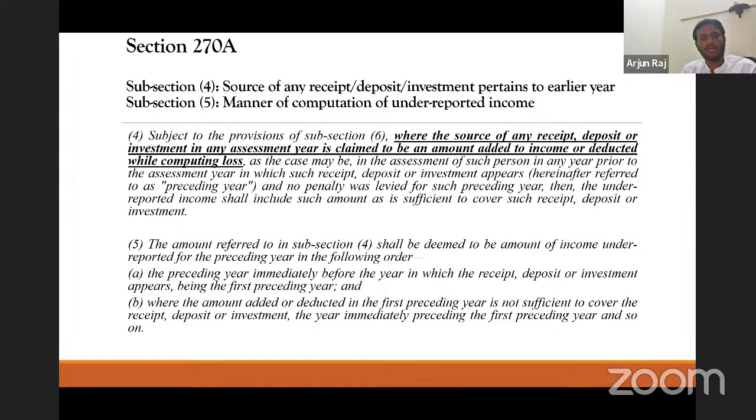amount added to income or deducted while computing loss, as the case may be, in the assessment of such person in any year prior to the assessment year in which such receipt arose, and no penalty was levied in such year. Then underreporting of income shall include such amount as is sufficient to cover such receipt. So basically, the explanation which was introduced in 271(1)(c), explanation 2, was again captured in this 270A subsection 4 to specifically include that scenario. And subsection 5 also talks about in what manner that has to be computed. That is, the first preceding year will come first, and then the earlier years.